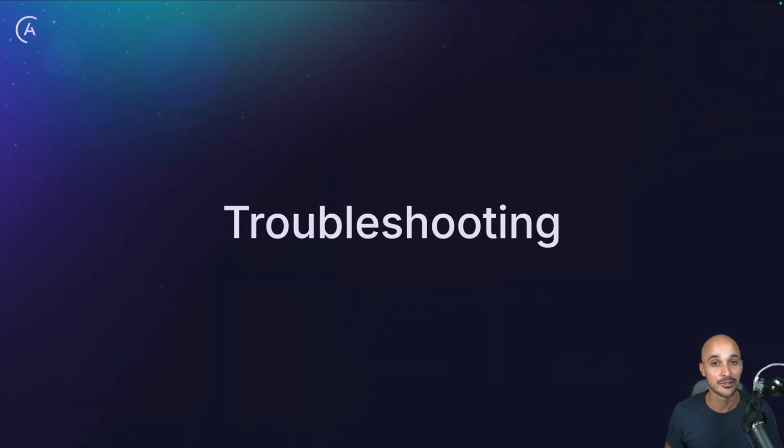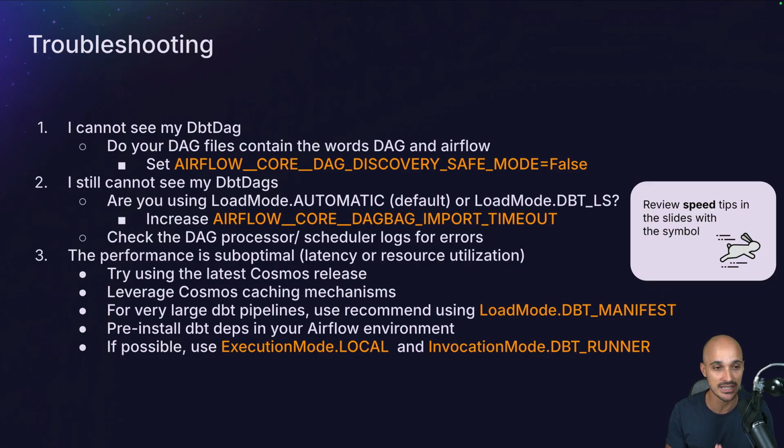Finally, let's talk about troubleshooting, which is not funny, but important to know. Let's say you can't see your dbt DAG. Well, the first question is, do your DAG files contain the words DAG and Airflow? Because remember, this is how Airflow knows whether a given file is a DAG or not. As a helper, you can set Airflow core DAG discovery safe mode to false. But keep in mind, it's much better to have it set to true and make sure that your file contains the words DAG or Airflow.